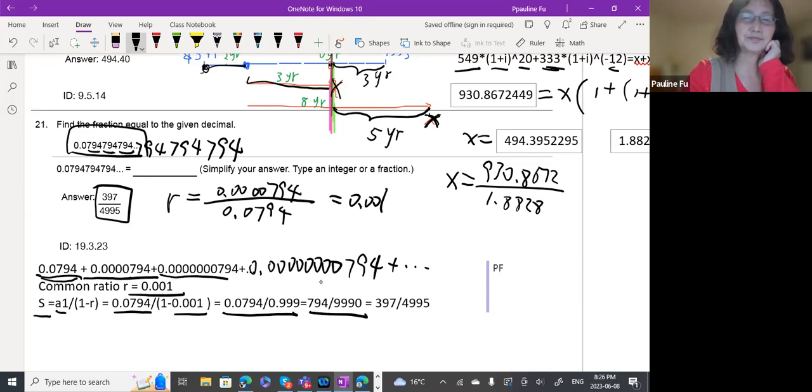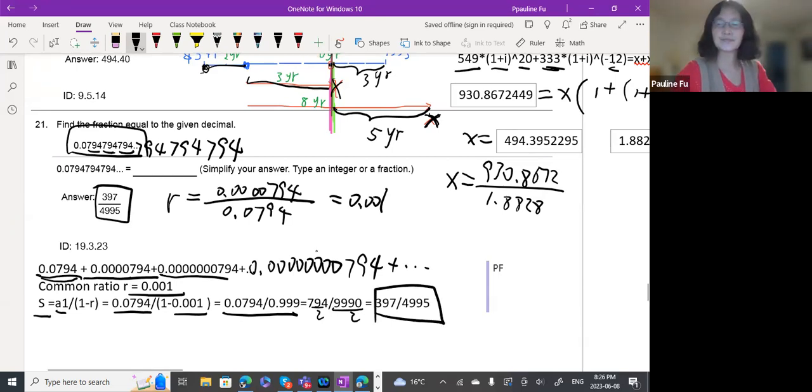Simplify this one. Divide both numerator and denominator by 2. Divided by 2, you get this one. And this is the final answer. Okay, questions?